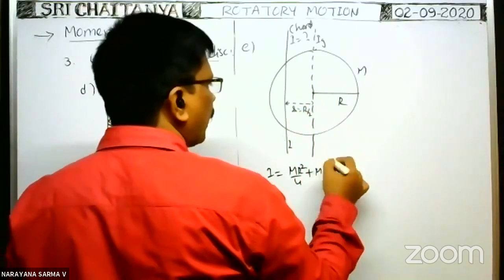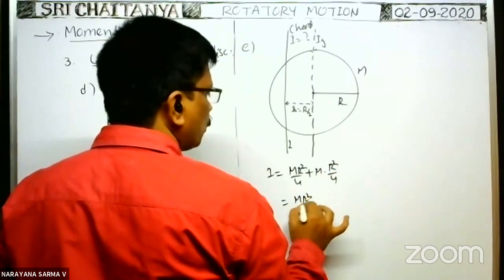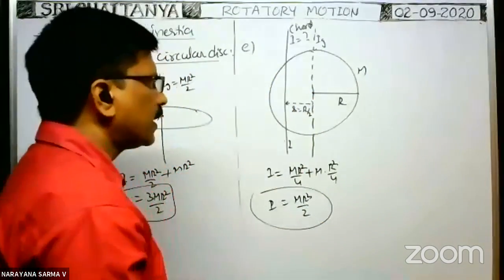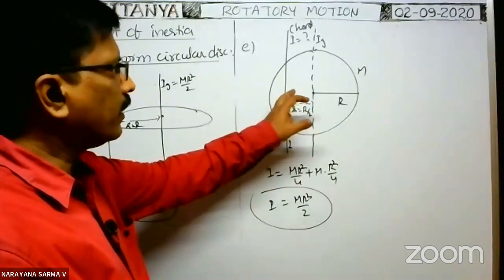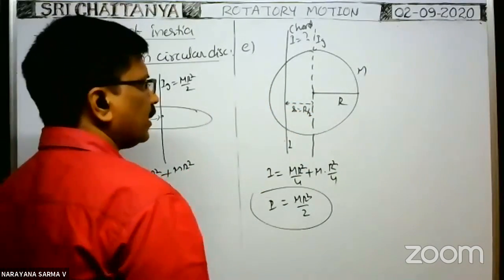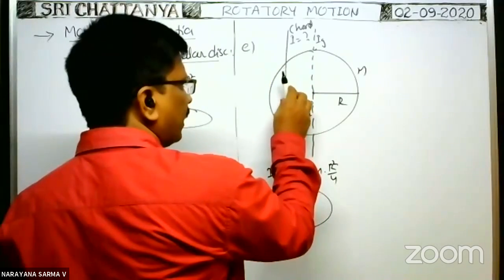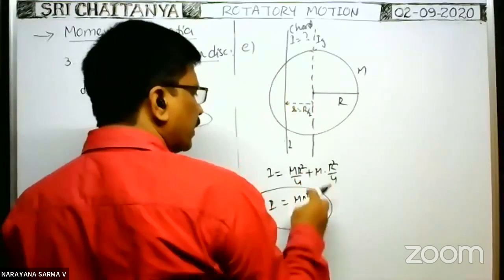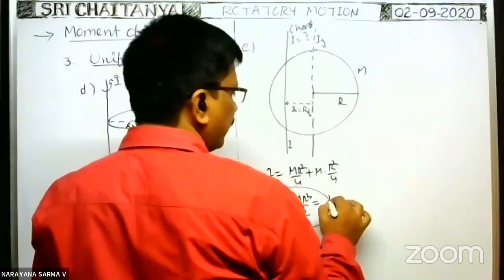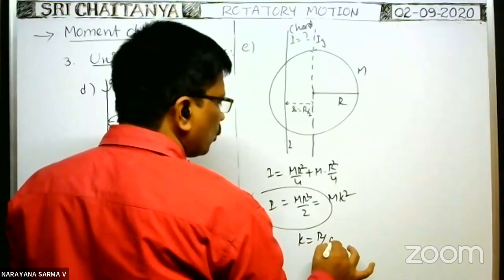Small r means r by 2, whole square, r square by 4. That is equal to mr square by 2 you will get now. So the moment of inertia about this axis is mr square by 2, when the perpendicular distance between the two parallel axes is r by 2. What is the radius of gyration about this axis? If they ask the radius of gyration about this axis, you find the moment of inertia and make it equal to the mass of the system, only one disk is there, m into the radius of gyration square. Then you will get k is equal to r by root 2, no?